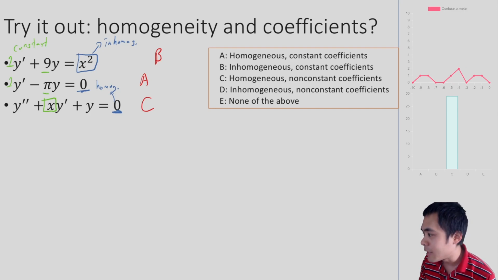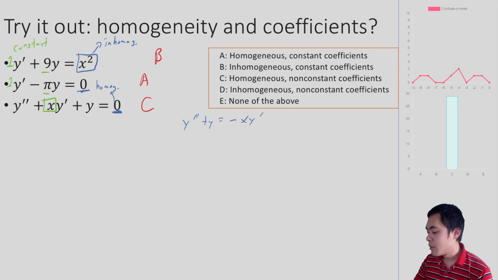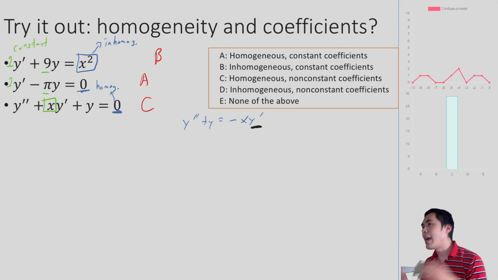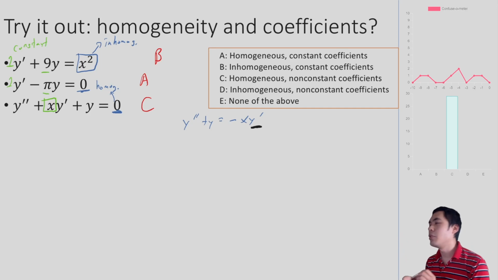If you were to move it to the right-hand side, you'd end up with y double prime plus y is equal to minus xy prime. But then, when you move it to the right-hand side, you've accidentally moved one of your y primes as well. And so you can't just move the x. When you try moving the x over, you accidentally move a y with it, and so therefore it is not. Therefore, it doesn't matter.